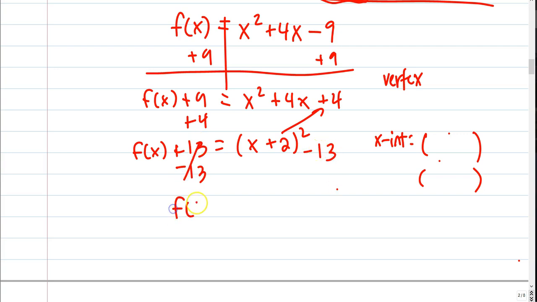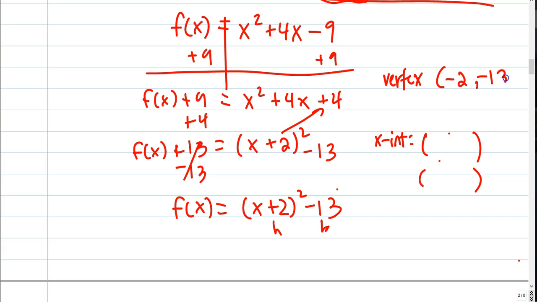These can get way more complicated if the a is not a 1 or the b is not even. But for now, this would be the level of what I would be asking you to do. So where's the vertex here? Well, h, k, the h being opposite, so negative 2, comma, negative 13.